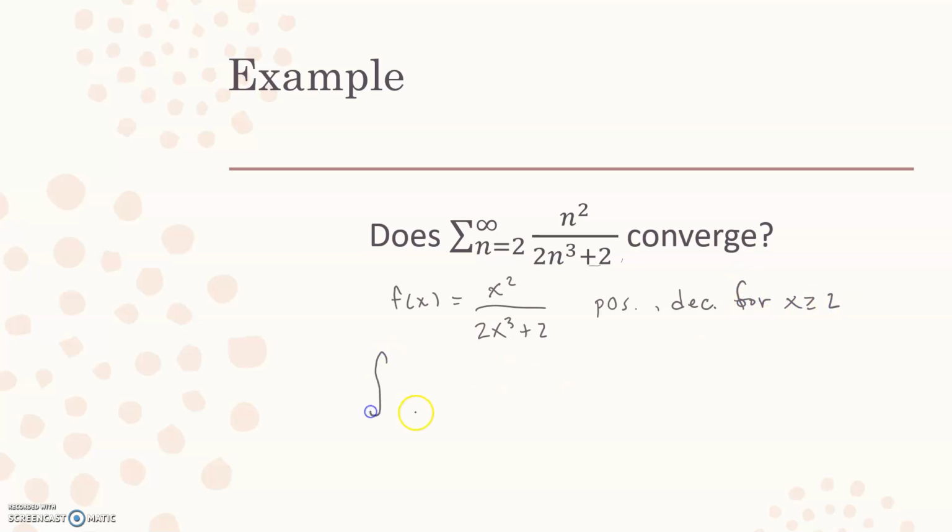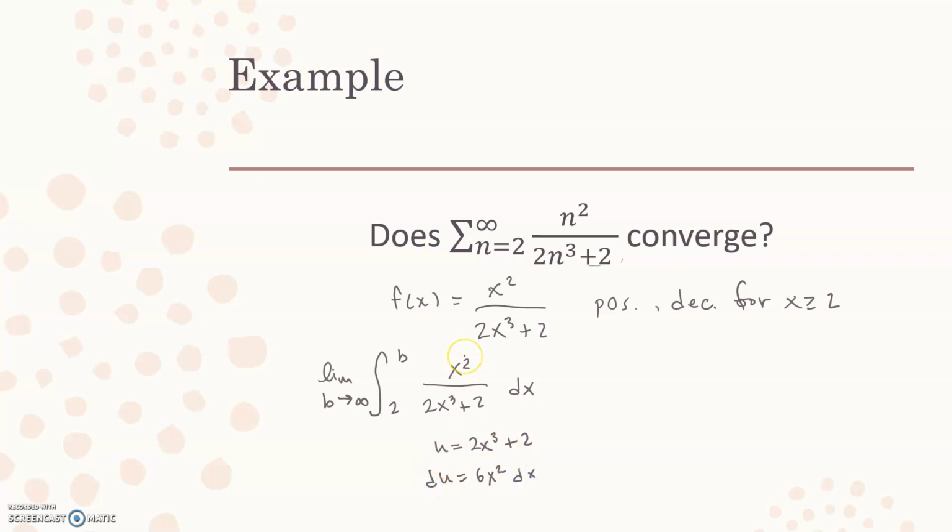It is positive for sure, and decreasing, we're pretty sure, for x greater than or equal to 2. And so then we're going to do the integral from 2 to b as b goes to infinity. And my thought when I see fractions is maybe it's u substitution, maybe it's partial fractions, but I can see that if I do u equal to 2x cubed plus 2, I'm going to get du equal to 6x squared.